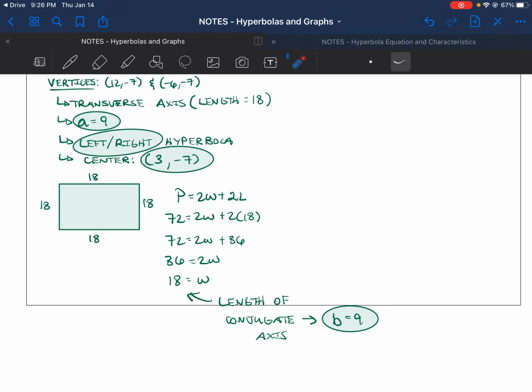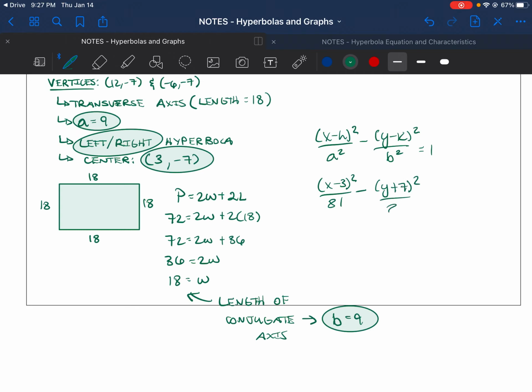And now we have everything we need. We have our a term, we have our b term, we have our center, and we know the direction of opening for the hyperbola. Being a left-right opening hyperbola, that means that our formula is x minus h squared over a squared minus y minus k squared over b squared equals 1. Plugging in the coordinates for the center and for a and b, we're going to get x minus 3 squared over 81 minus y plus 7 squared also over 81 equals 1.